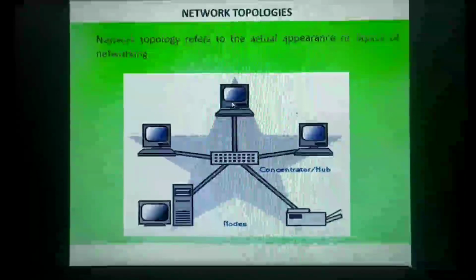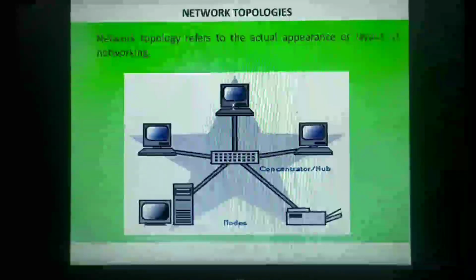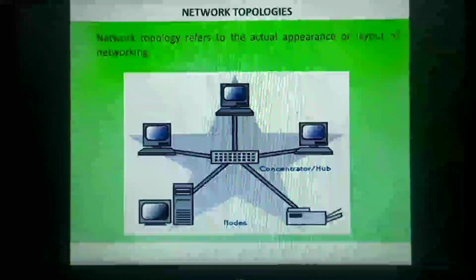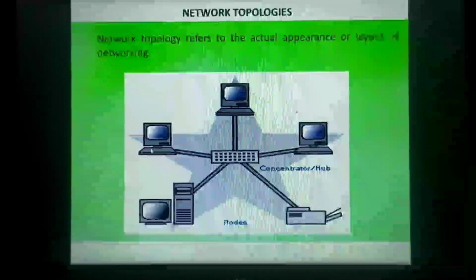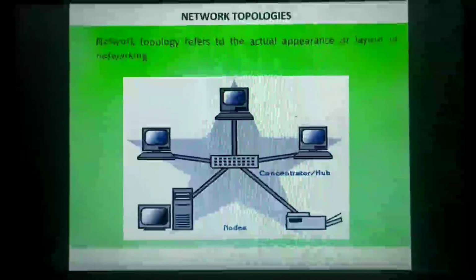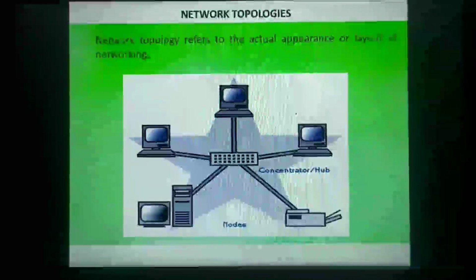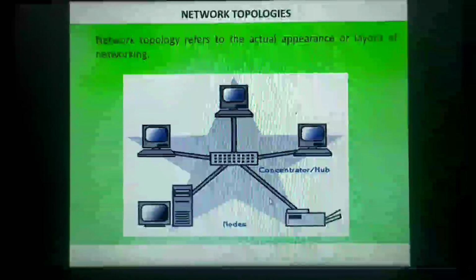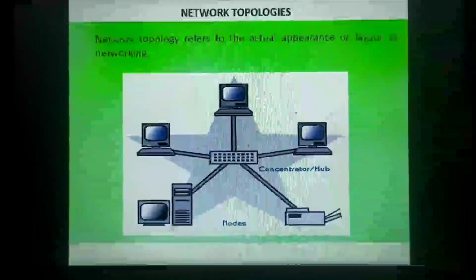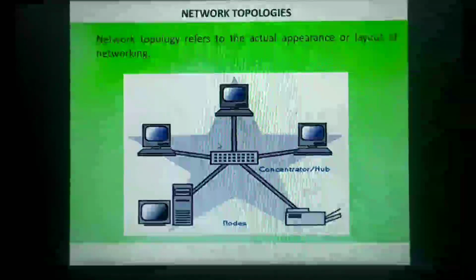So when the packet reaches here, this node will discard the packet because the IP address doesn't match. Here, when the packet reaches, it copies it onto the disk because the IP address matches there. Similarly, these two will discard the packet because their IP address doesn't match. Okay, so this is how the star topology works.